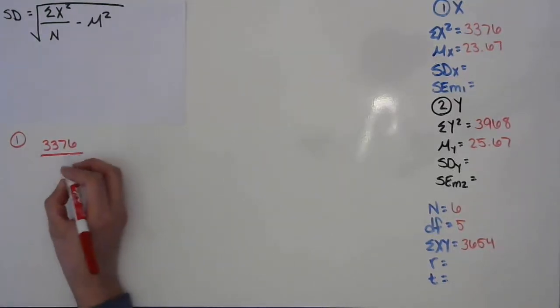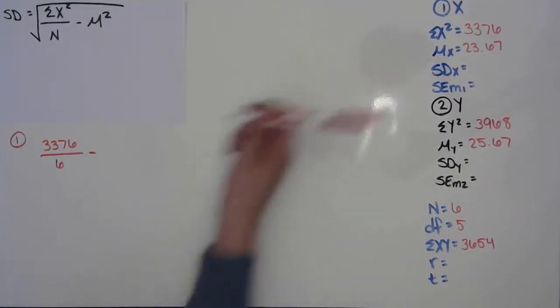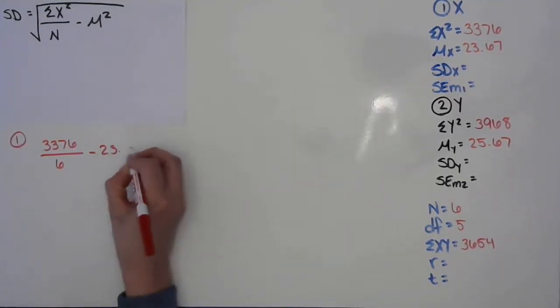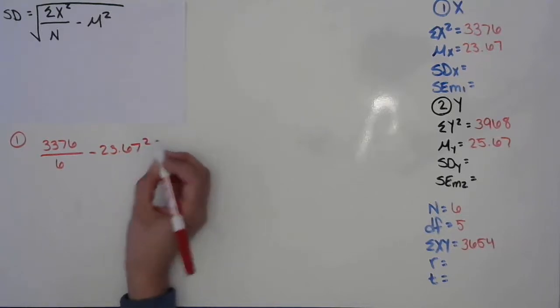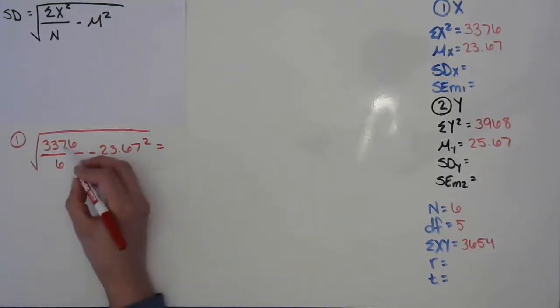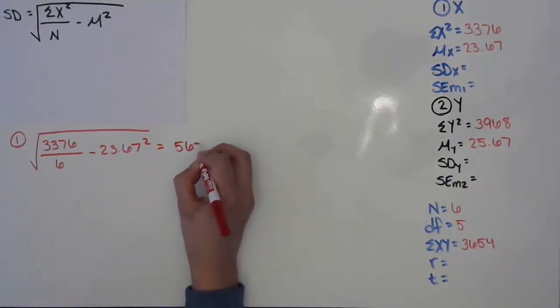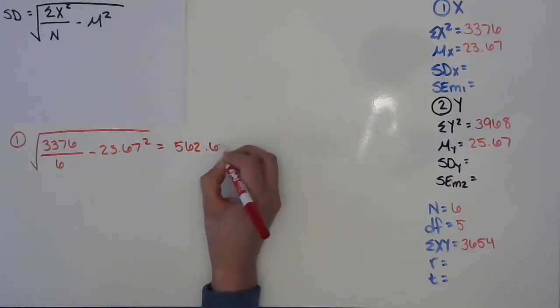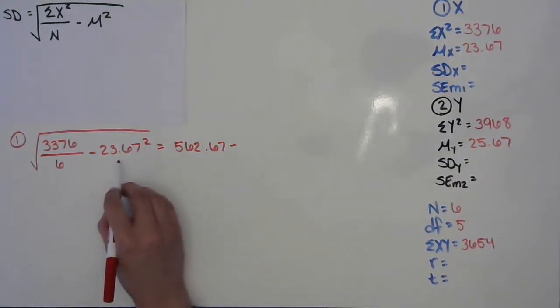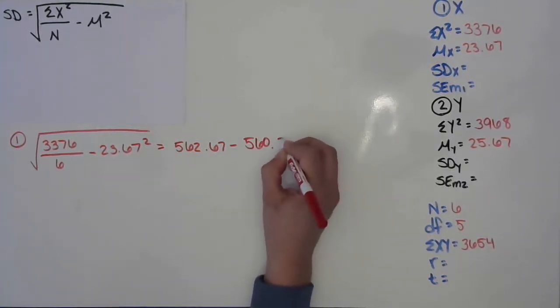3376 divided by our n value of 6. And we're going to subtract our mean here of 23.67. That is going to be squared. And then square root everything. So when we divide this out, that is going to give us 562.67. And then 23.67 squared is going to give us 560.27.